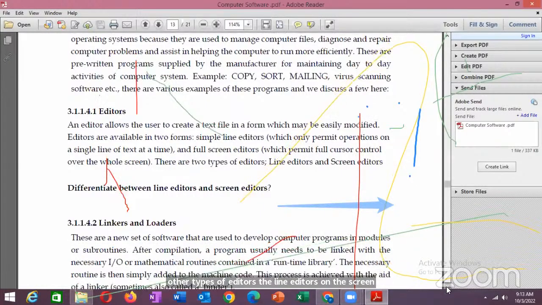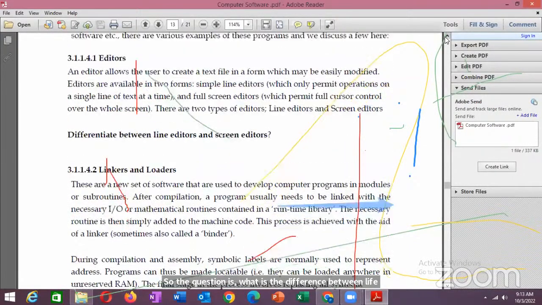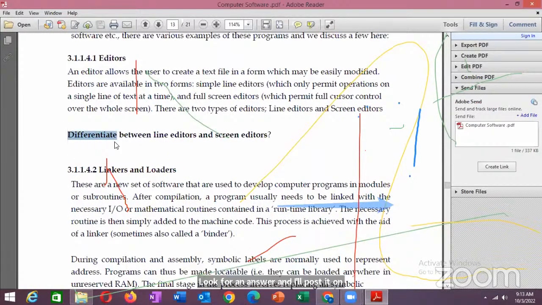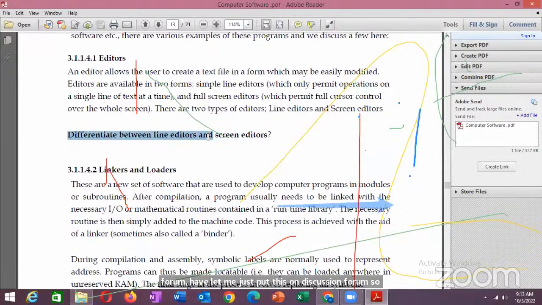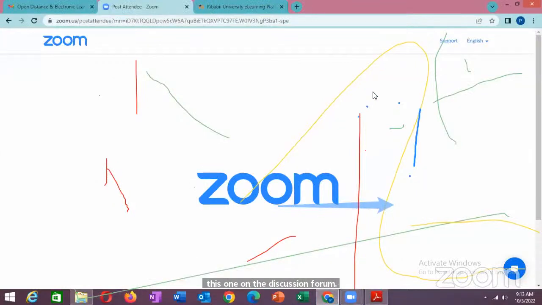So the question is, what is the difference between line editors and screen editors? Look for an answer on that. I think I'll post it on the discussion forum. Okay, let me just post this on the discussion forum so that you can discuss it as the course proceeds. So I'm adding it on the discussion forum. So let me just move this a bit.